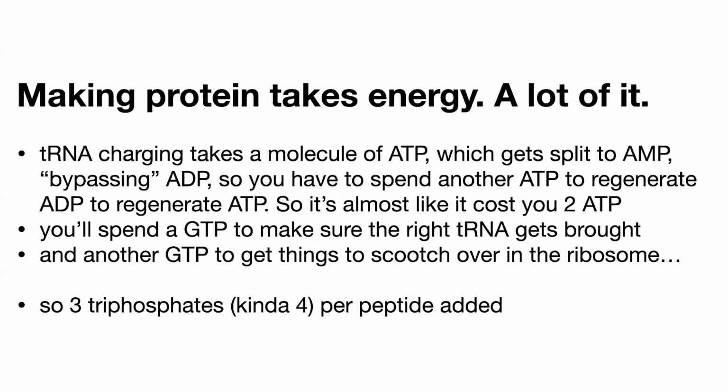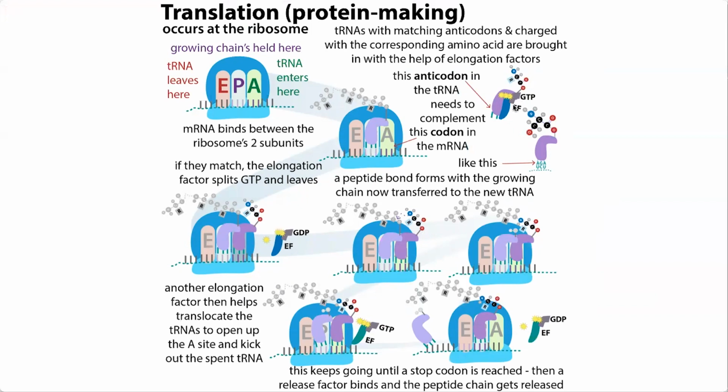So you free up that A site. And that was going to cost another GTP. So that was another elongation factor, like our EFG. In order to recycle these elongation factors and all these helper factors, basically, these are what we call G proteins.